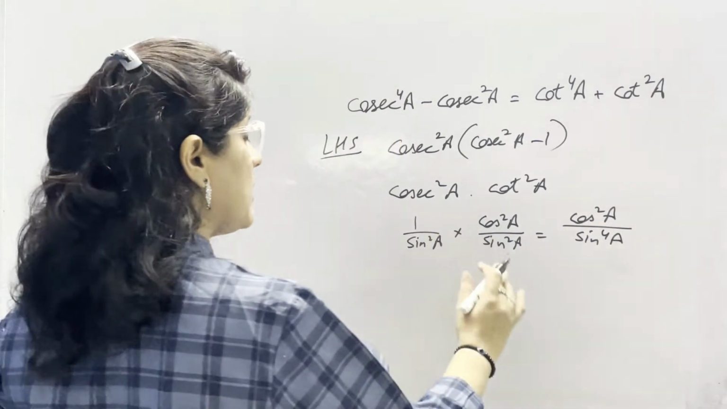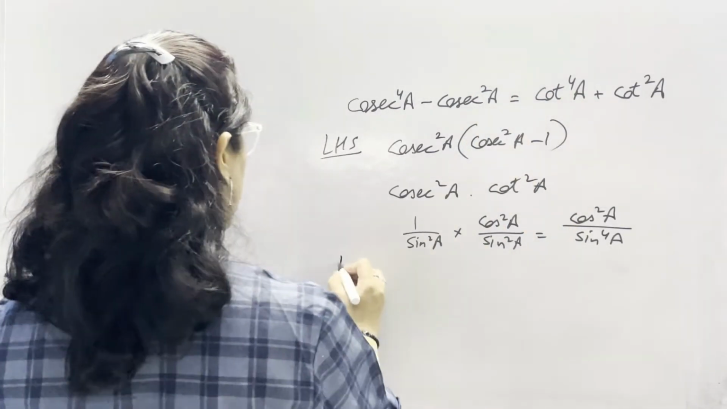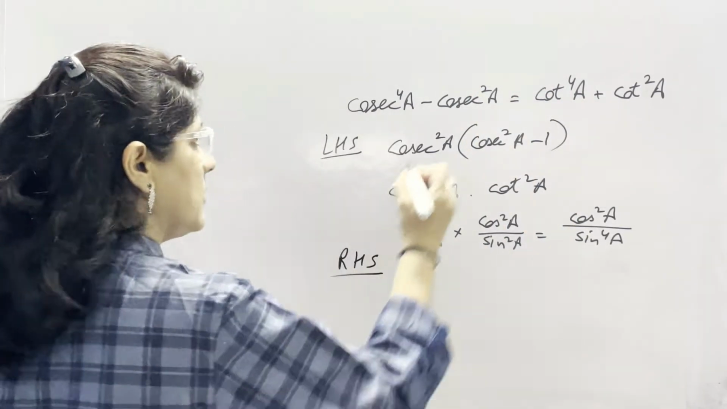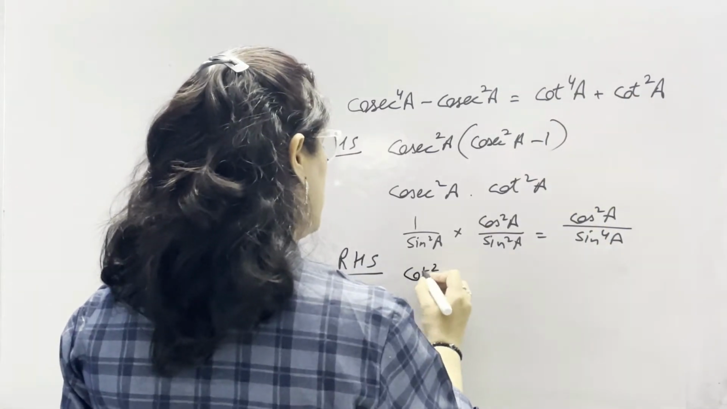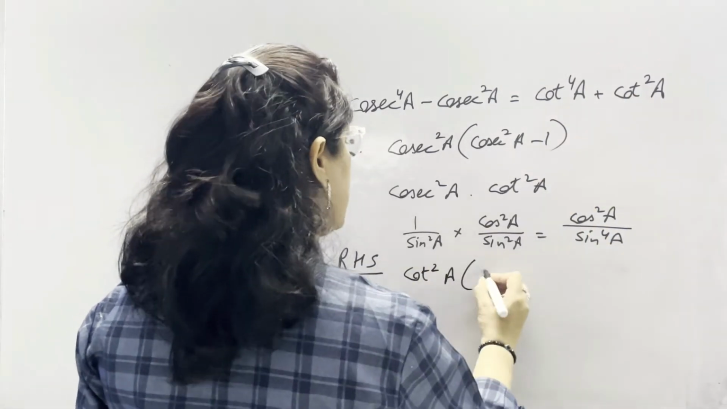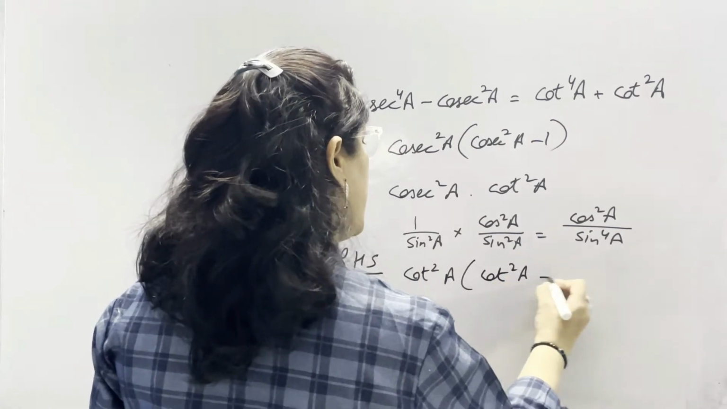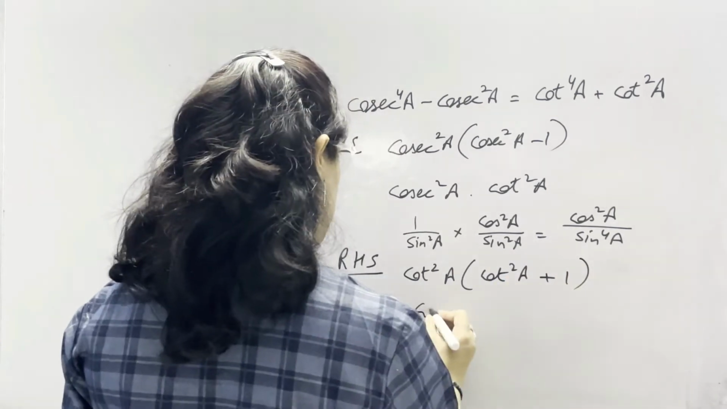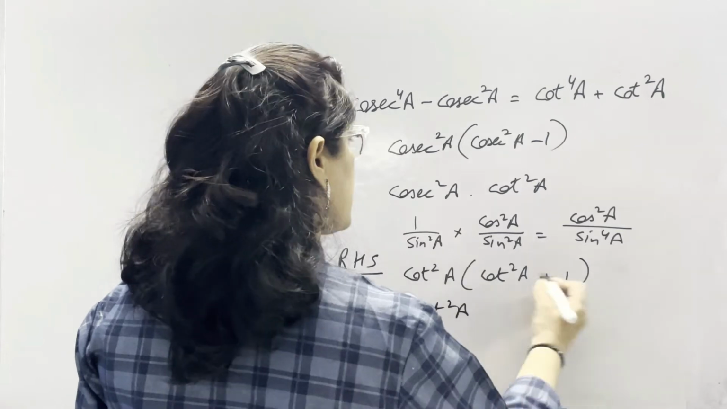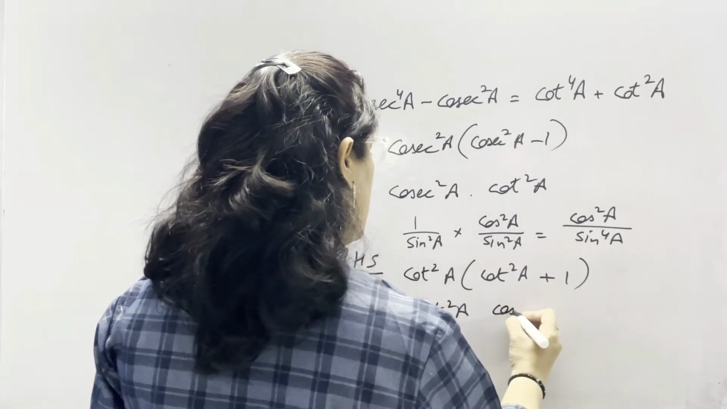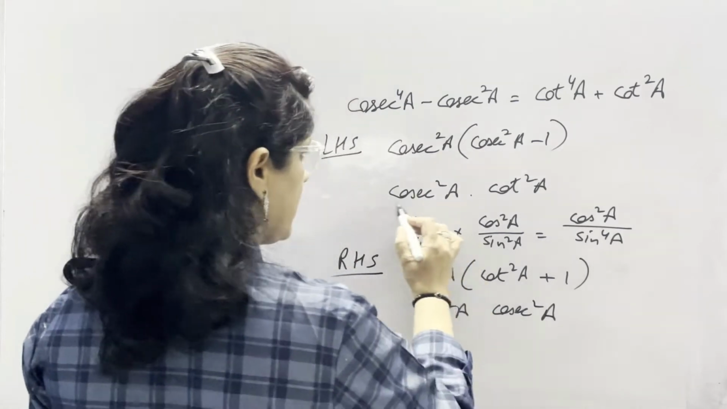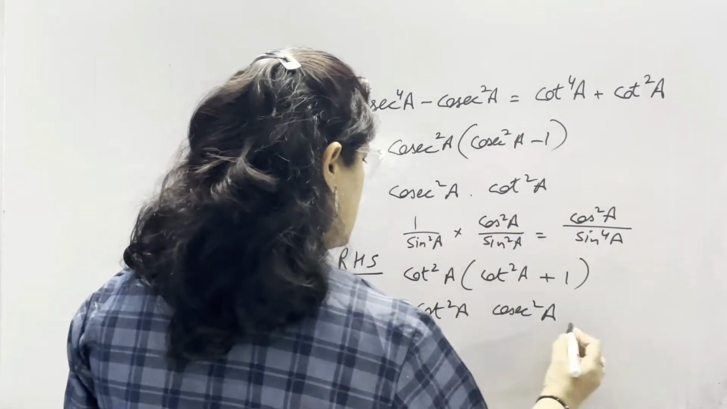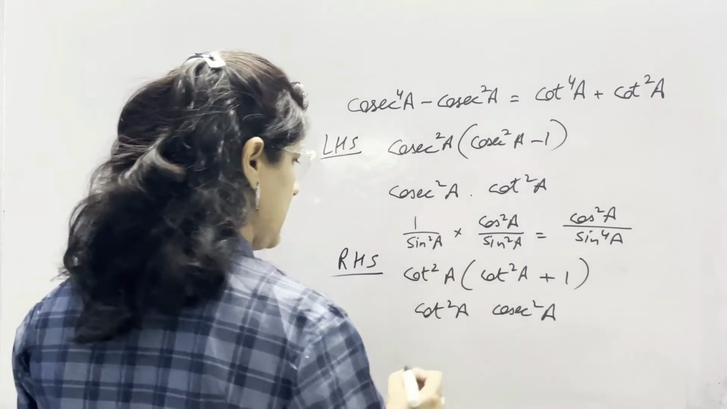In this case, we can solve the right hand side also, for the simplicity of the question. So taking the right hand side, we can take cot square A common from both these terms, and then cot square A plus 1 inside the bracket. Then cot square A plus 1 again equals cosec square A. Now simplifying it, otherwise you can leave it at this step also. The step is the same, we can leave this question like this also.